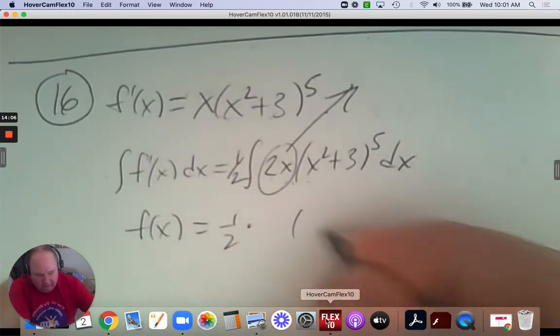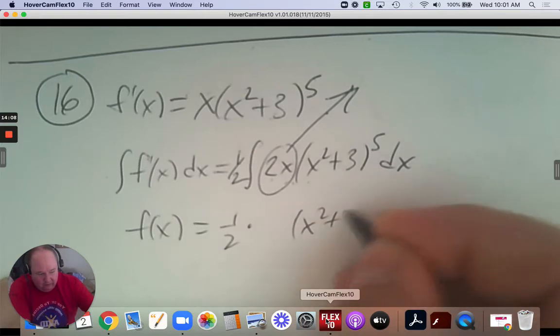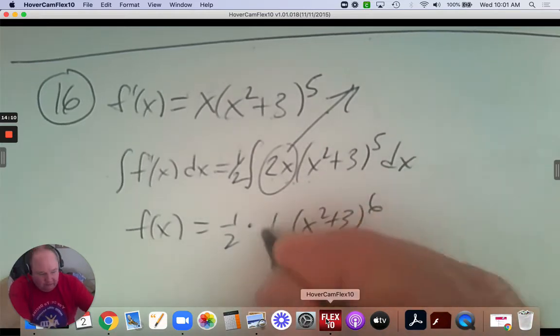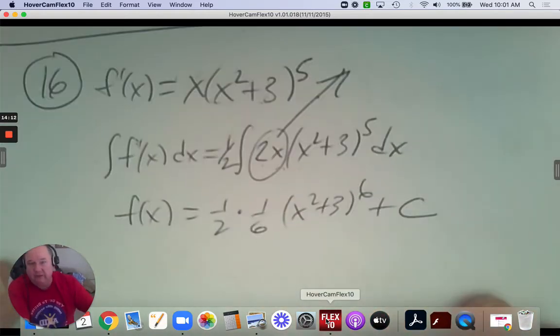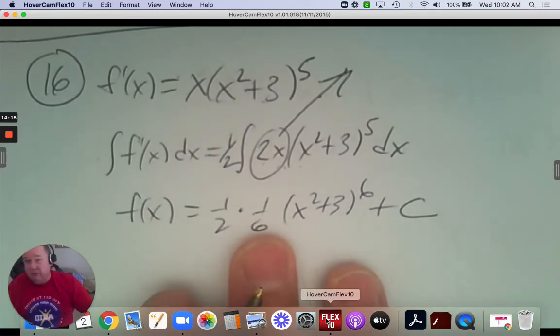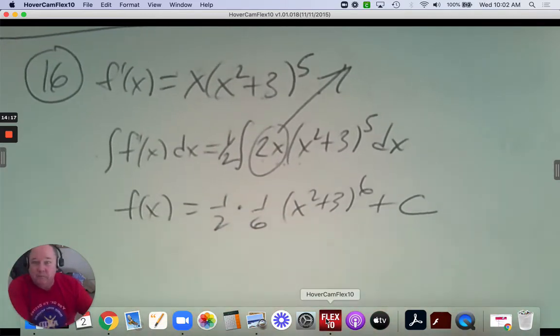Leave a little space here. So I'm going to add 1 to the exponent, which is 6, and then divide or times the reciprocal, and then don't forget the constant. And yes, you could write that as 1 over 12. Number 17.